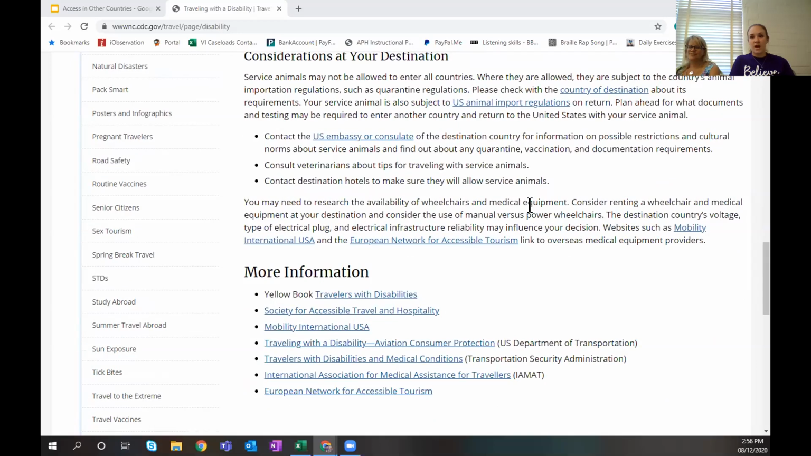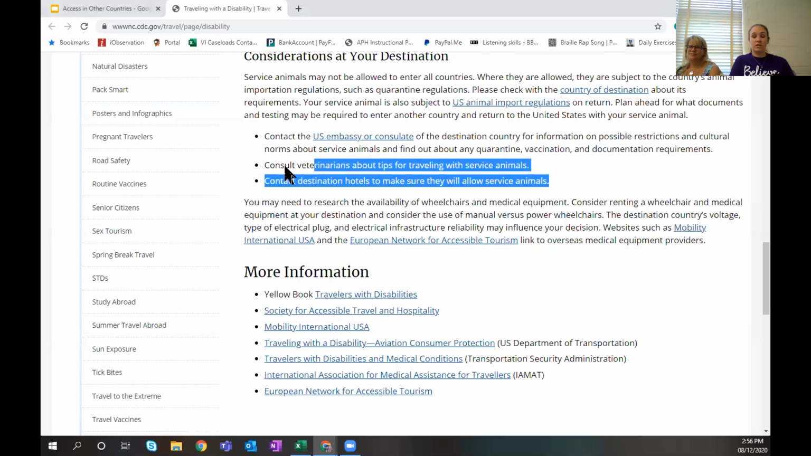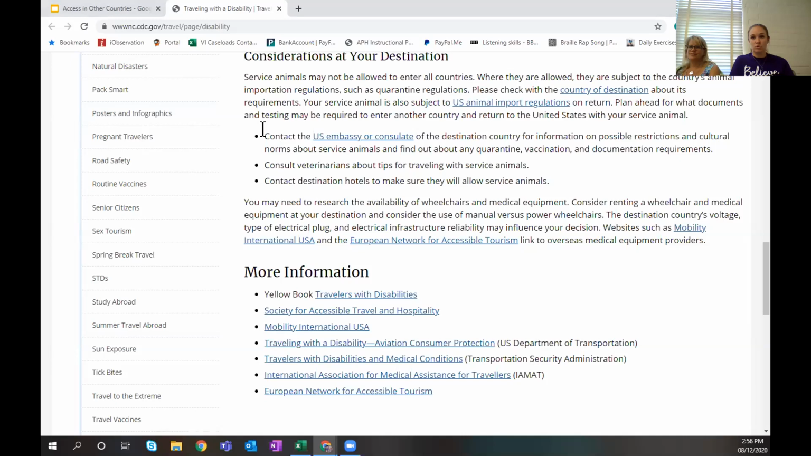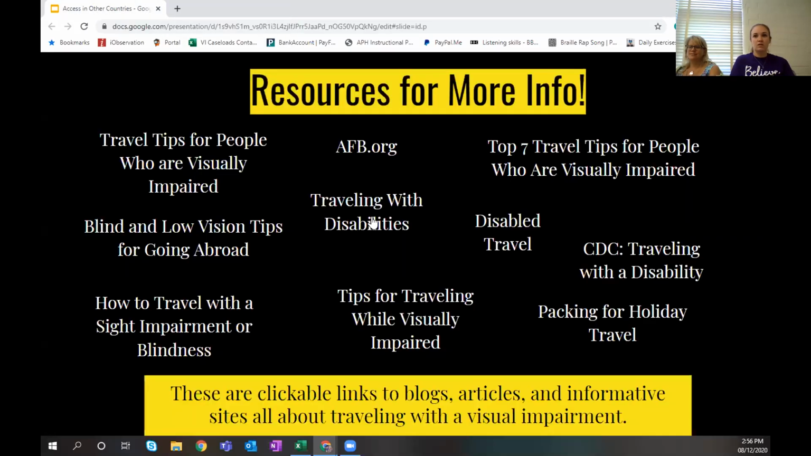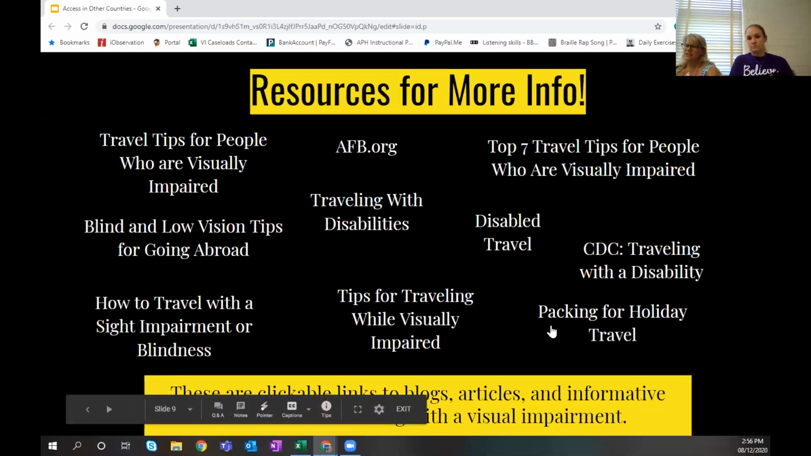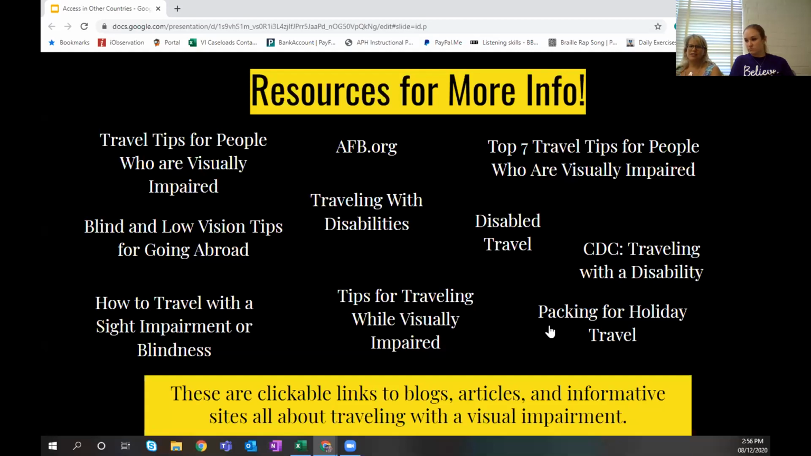And then consider things at your destination. Will the hotels allow your service animals? Do you know where your embassy is? There's lots of good information on the CDC site. Do y'all know what an embassy is? Okay. No.